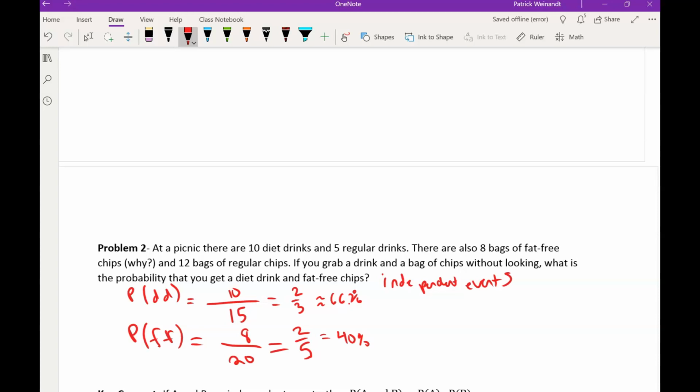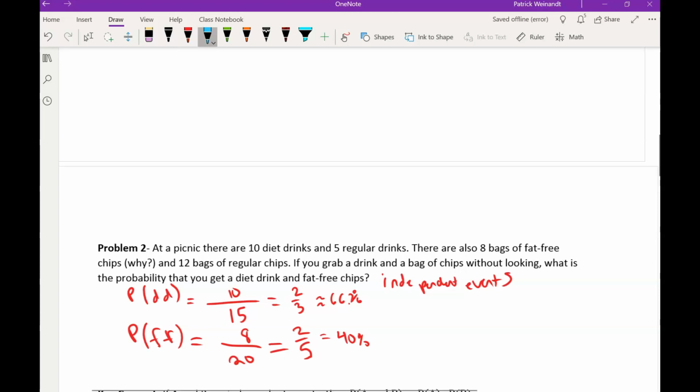Well, let's think in terms of this drink. The probability of drawing a diet drink is 66%, and the probability of drawing a fat-free chip is 40%. Should I have a probability that's higher than either of those? Like, should I have a probability of 70% of drawing a fat-free chip and drawing a diet drink? Then you would probably say no.